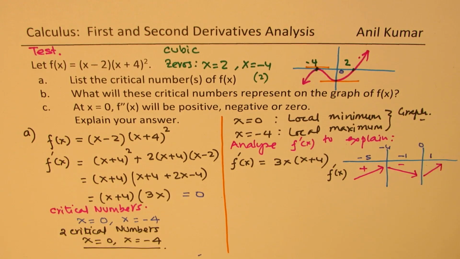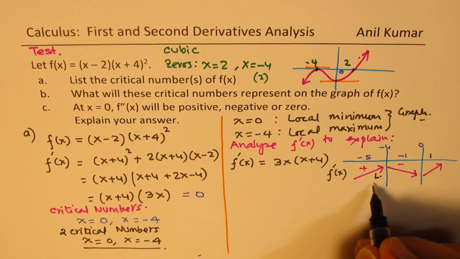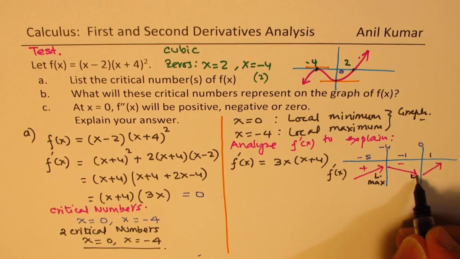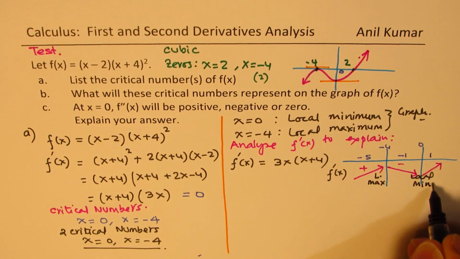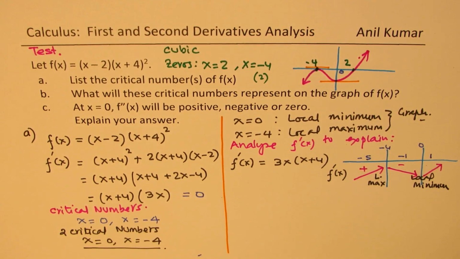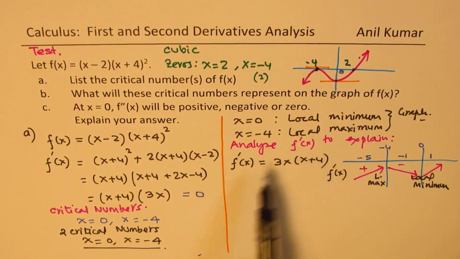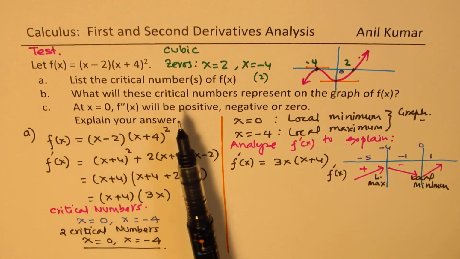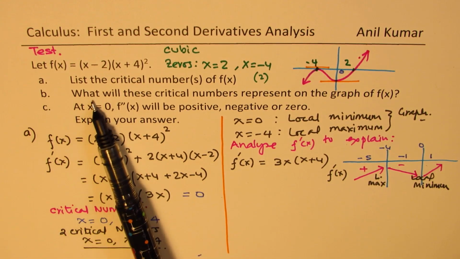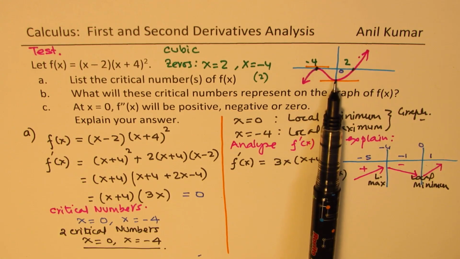So that clearly shows that since we are changing the rate of change from positive to negative, that means we have a local maximum, and here we have a local minimum. So it's very clear that at minus 4 we have a local maximum, and at 0 we have a local minimum from the analysis of the first derivative. Is that clear to you? Perfect. So that is how we are going to do part B. What will these critical numbers represent on the graph? They are going to represent local maximum and local minimum.